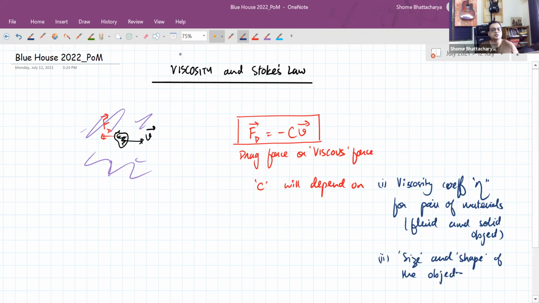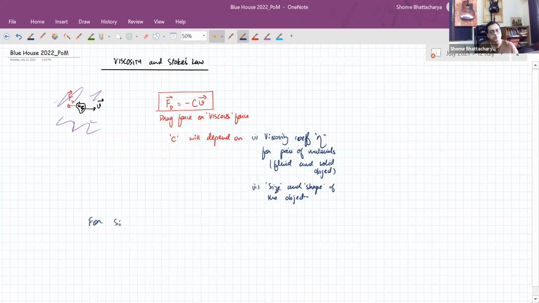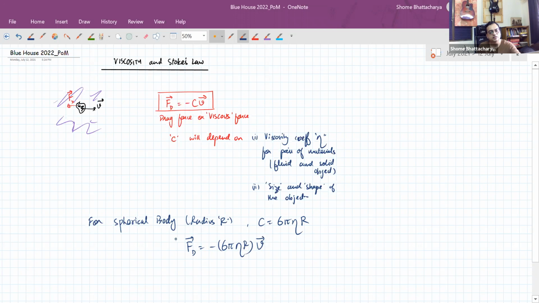And we had seen that in the special case of the object being a spherical body, it may not be a solid sphere, but mainly the shape has to be spherical. So for a spherical body of radius r, we had seen that this constant becomes 6 pi into coefficient of viscosity into r. So the drag force, if you write it as a vector, is minus 6 pi eta r into v. We just write it in terms of magnitude; you can see that the minus sign is not important there.